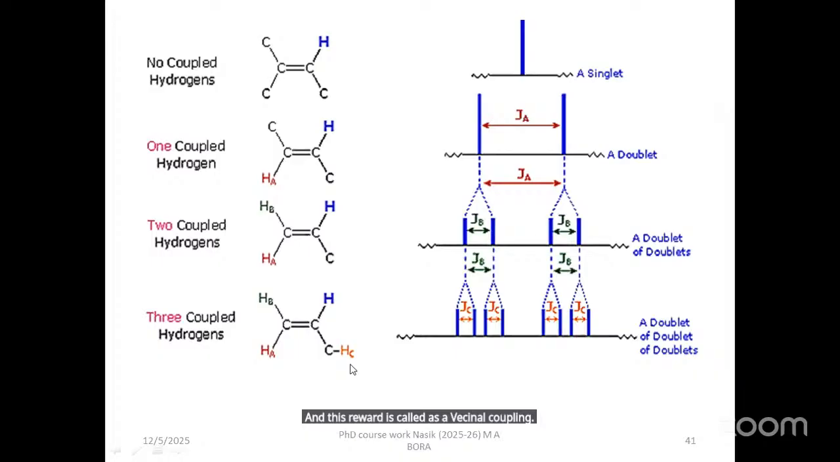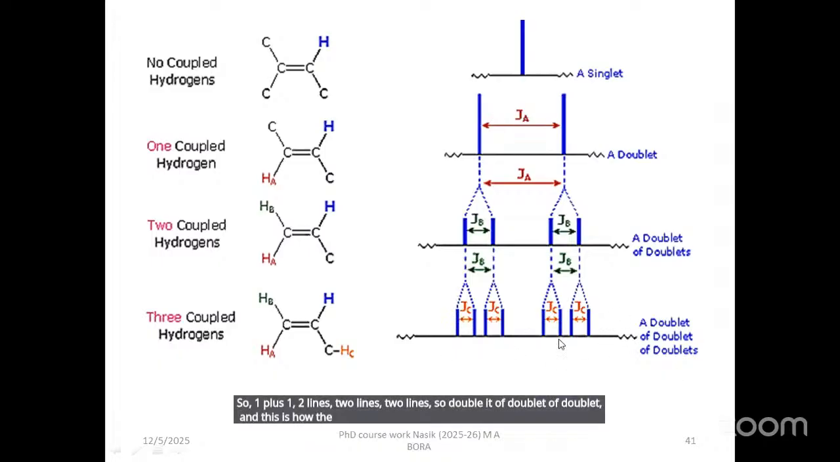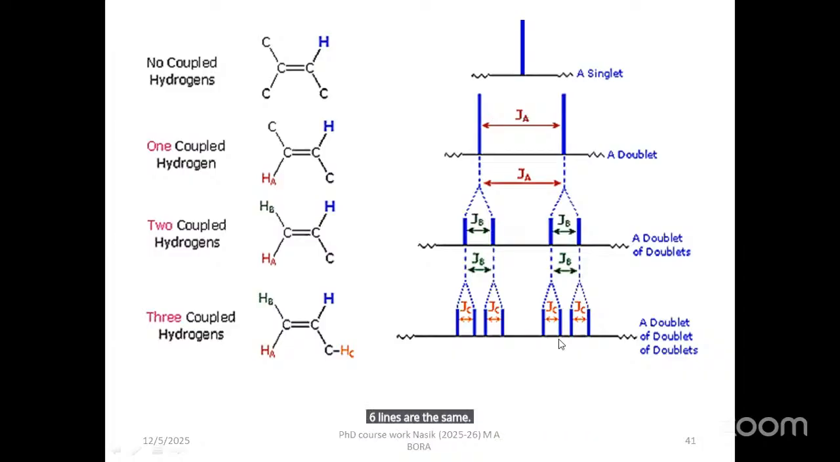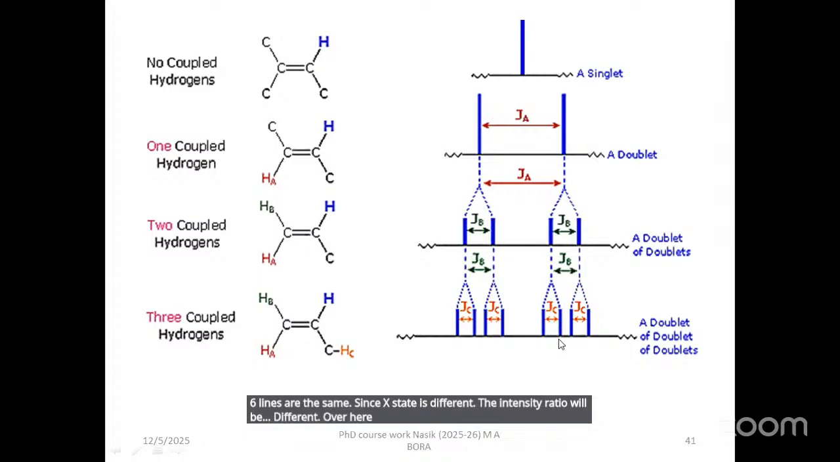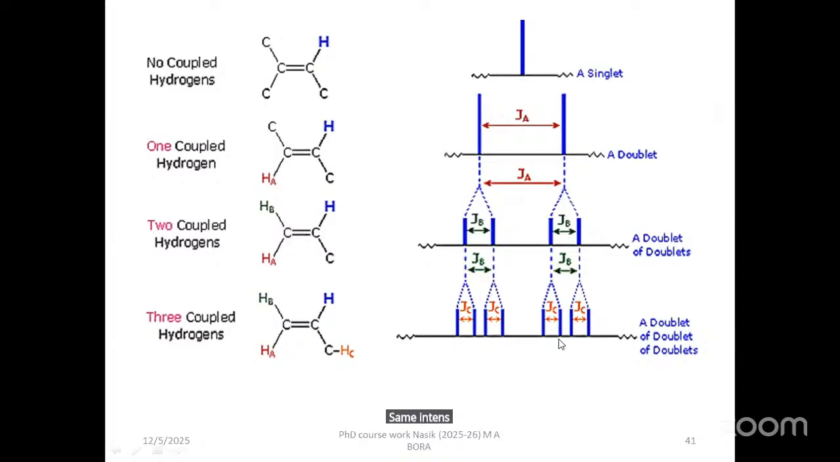Each proton will split a line into two lines, n plus 1: 1 plus 1, 1 plus 1, 1 plus 1. So two lines, two lines, two lines. So doublet of doublet of doublet, and this is how the DDD, eight lines will be seen. See, a sextet is different, the intensity ratio will be different. Over here, all will have the same intensity, they will be of the same height, but the distances will be different because the three coupling constants are different.